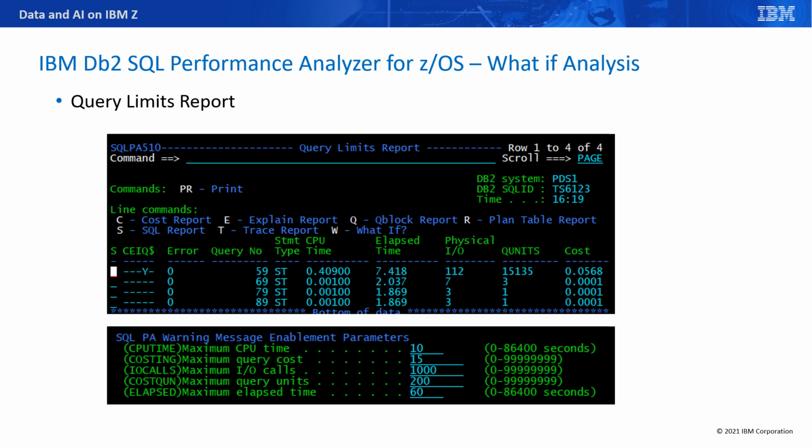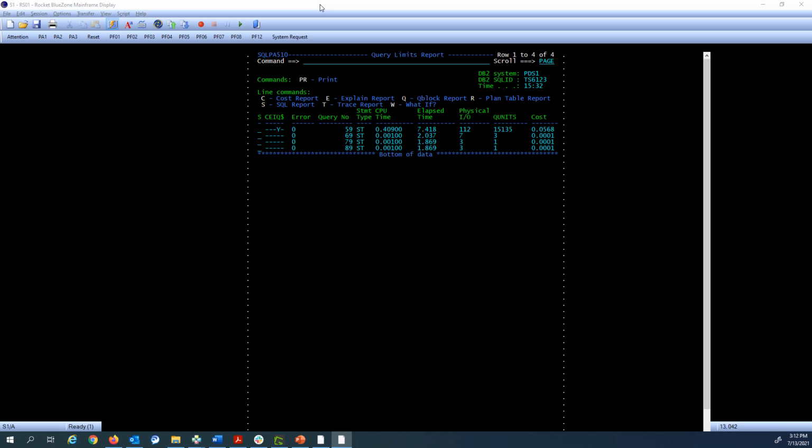The items to note at this point are the columns labeled C, E, I, Q, and then the dollar symbol. The column will contain a Y if any of the SQLPA system parameters have been exceeded. The Y below column Q identifies that the Q units value for query number 59 has exceeded the system parameters of 200. Let's look at the explain report to determine if any information is provided for tuning the query.